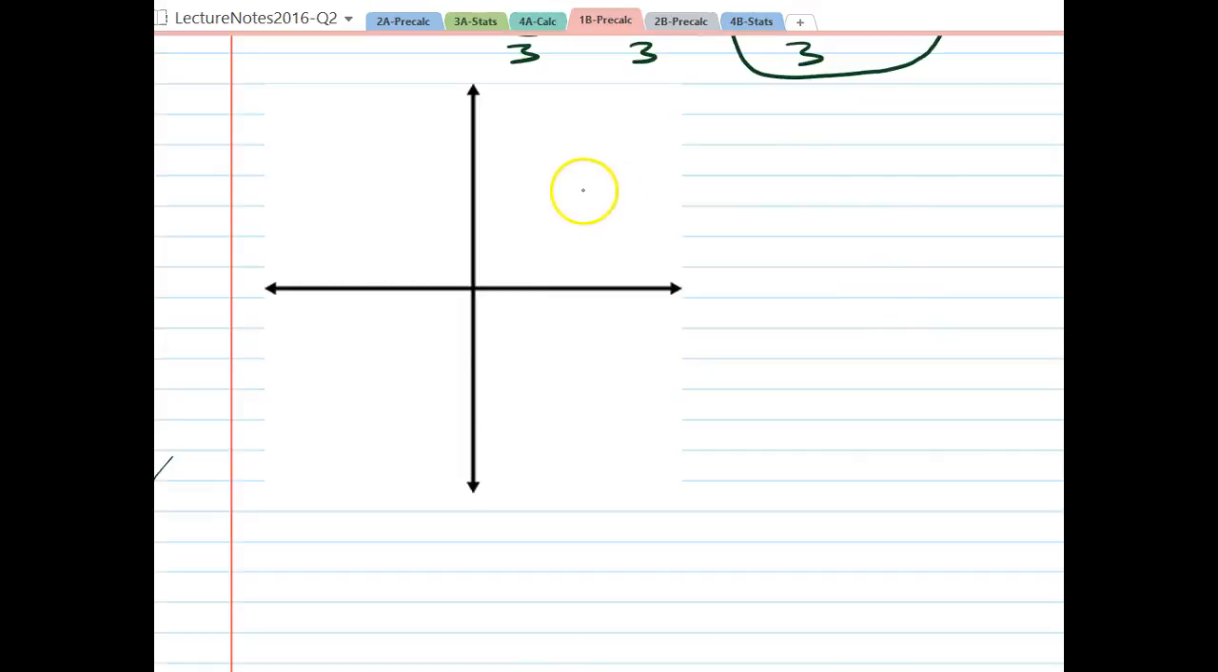Now if I pick any point, any ordered pair that is out here, I'm going to pick the obvious one that is going to be the easiest for us. I'm going to pick the ordered pair 4, 3. That would be this one right here. So that is the 4, comma 3.